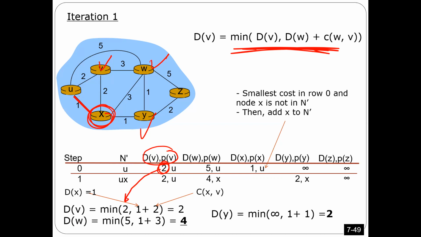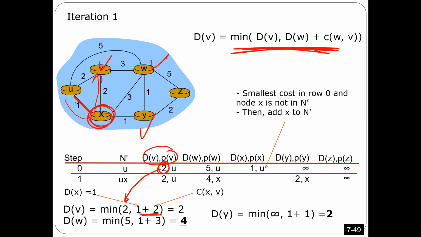If I can reach V through X, so it has to be this way. What is the cost? 1 plus 2. It's going to be 3. Okay. So now I already have the option of 2, but if I go through X, the cost is going to be 1, because there's 1 between U and X, and then 1 plus 2. And then when I go for that, it's going to be 1 plus 3. If I go to Y through X, it's going to be 1 plus 1.